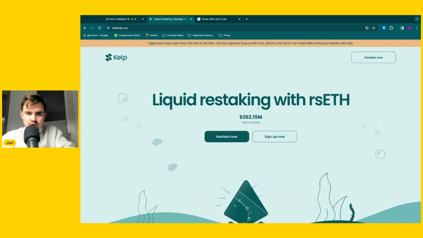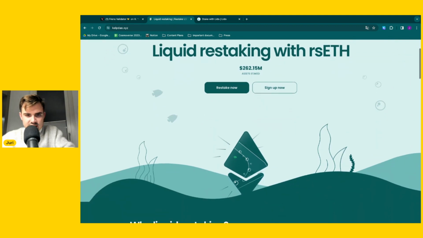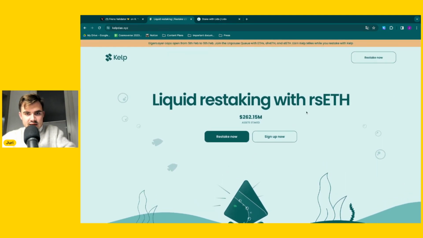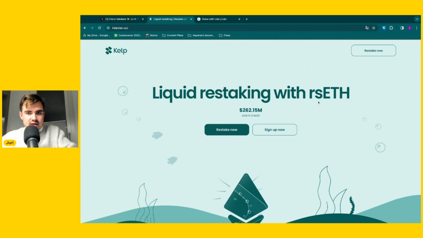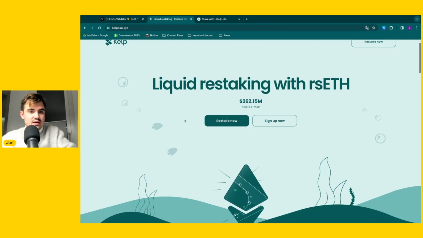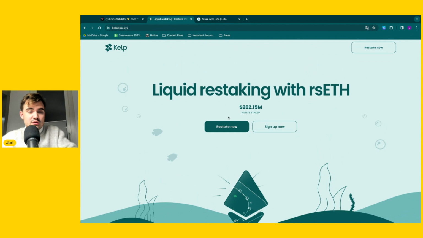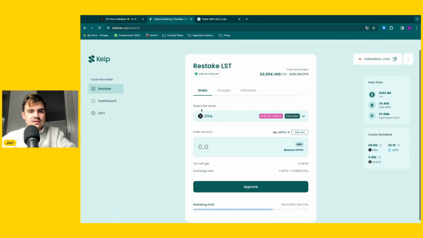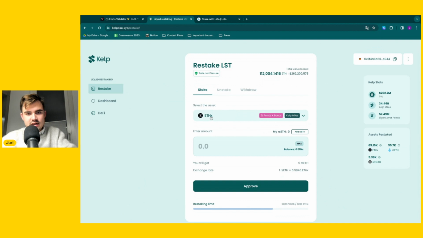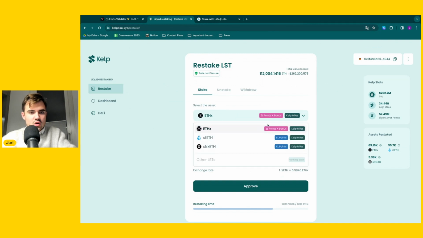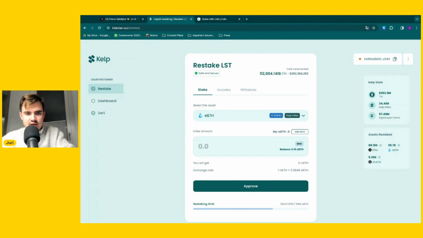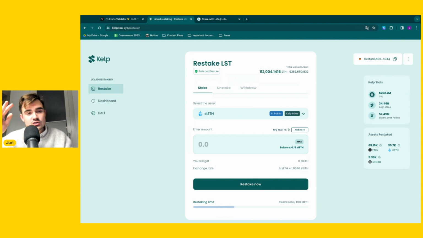The first website on Kelp looks like this: liquid restaking with rsETH. Currently, Kelp DAO already has $262 million in assets staked, which is tremendous. So let's go on restake now. Here I can choose between ETHx or stETH. Again, since I used Lido, I have stETH. And now I want to go ahead and restake my liquid staked position.